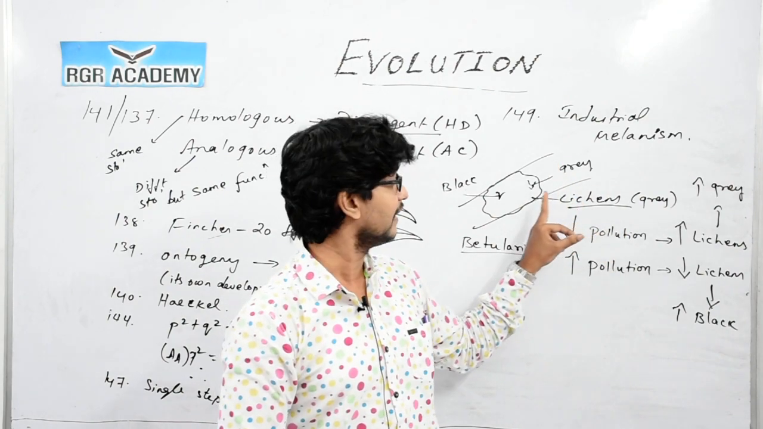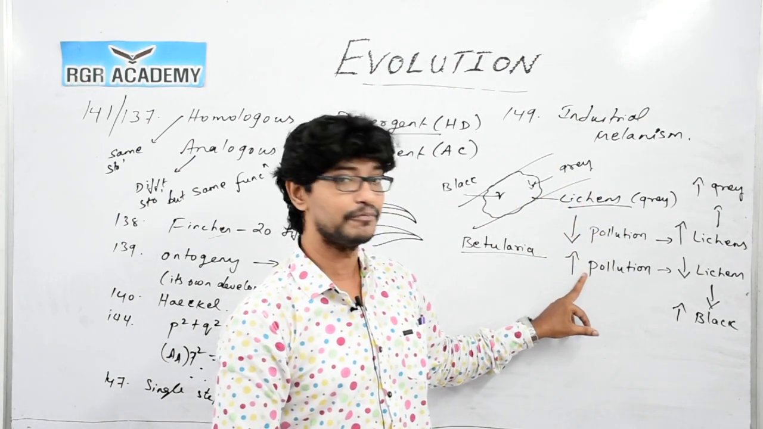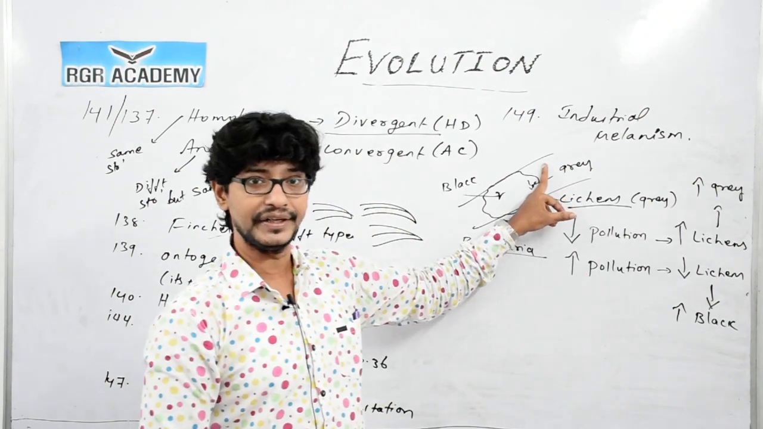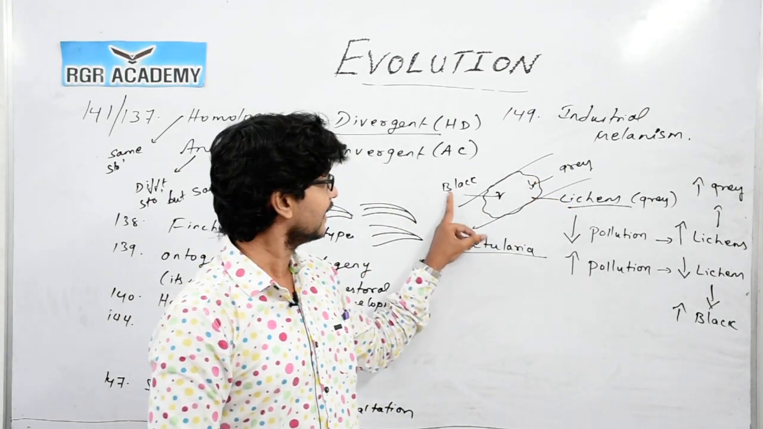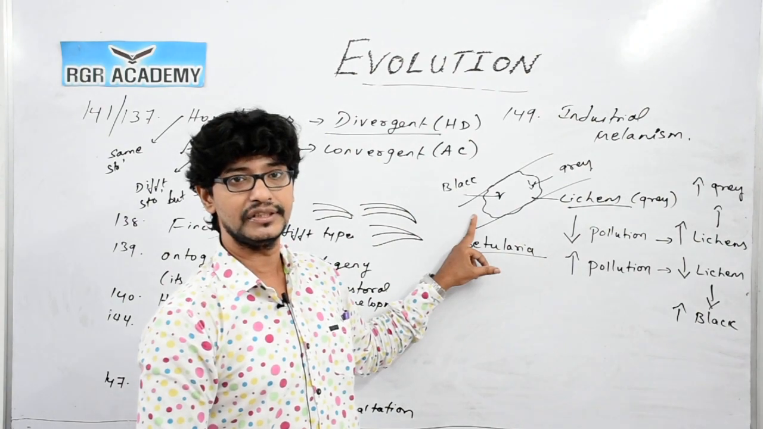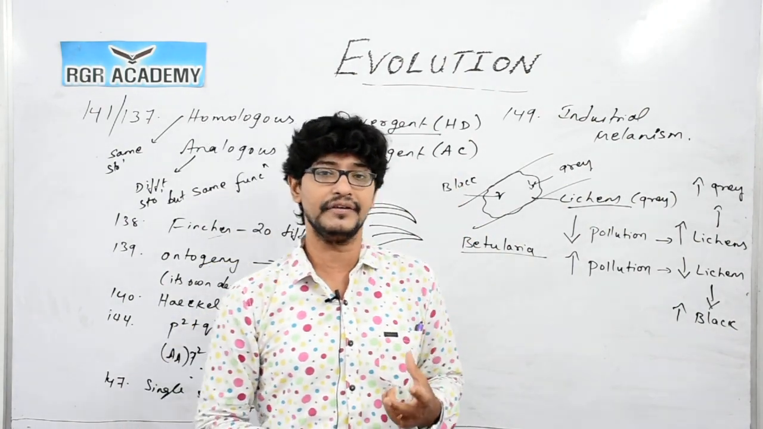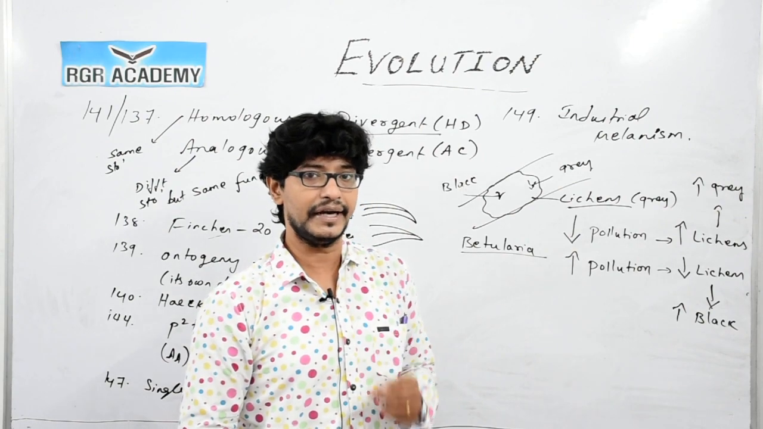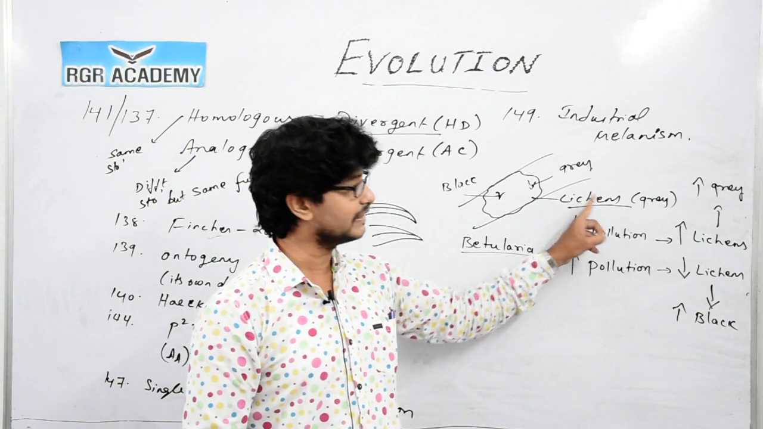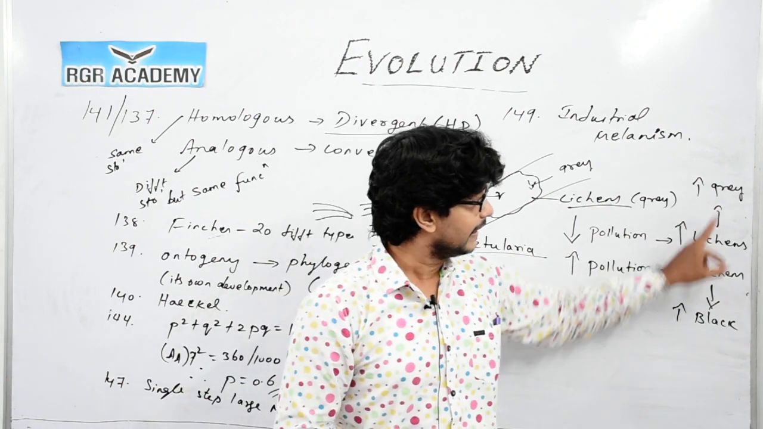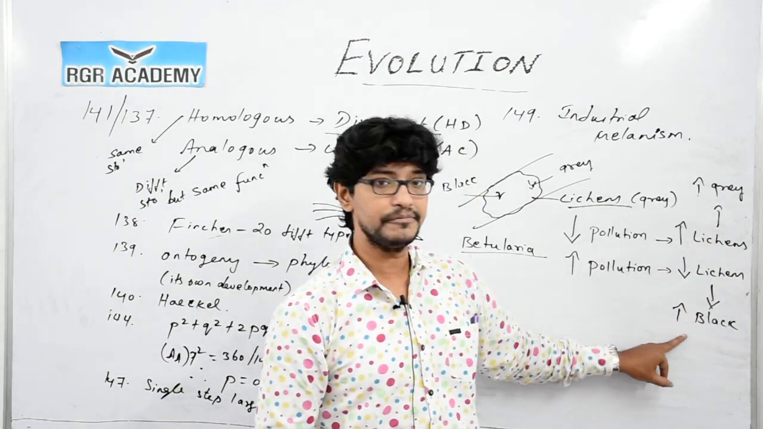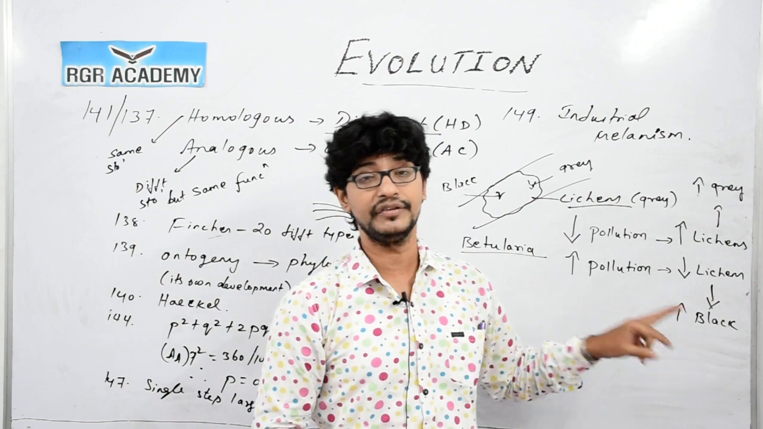But when the lichens are destroyed in case of pollutants, what happened? The color of the tree became black. In that case, what happened? The bark of the tree is also black, and the moth color is also black, so the predator couldn't identify the black moth. Perhaps it can identify only the grey moth. So it means nature gives opportunity to both types of moths, the grey moth as well as the black moth. So nature is selecting.